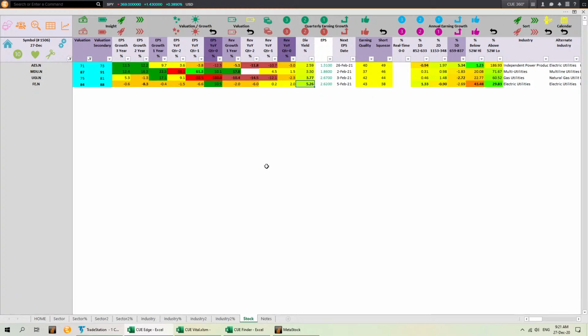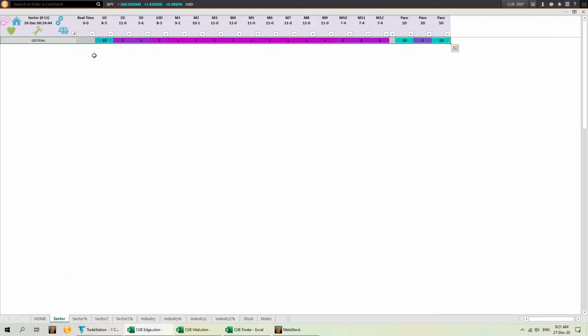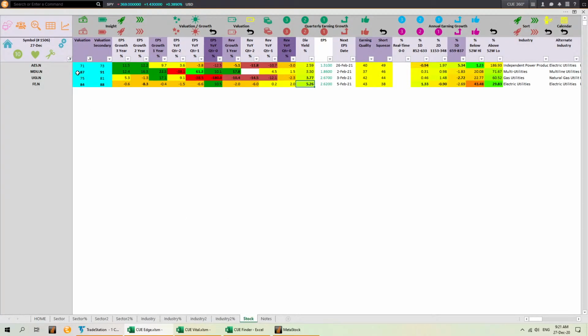What are these stocks? These are stocks in the second strongest sector, utilities, the most accelerating sector over 1 day as well as over 5 days. They are in the utility sector, all of them, 1, 2, 3, 4 stocks. All these 4 stocks have great valuation and secondary valuation. All of them pay a decent dividend. They have reasonable earnings quality.